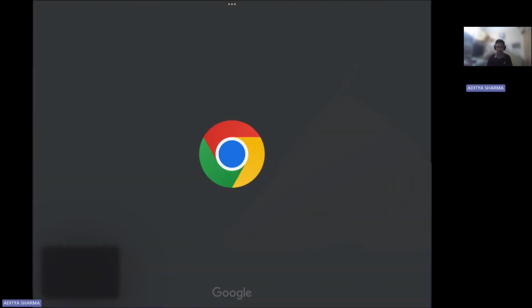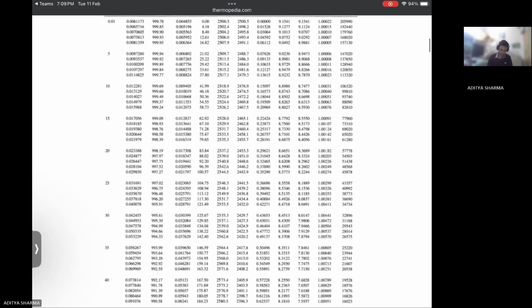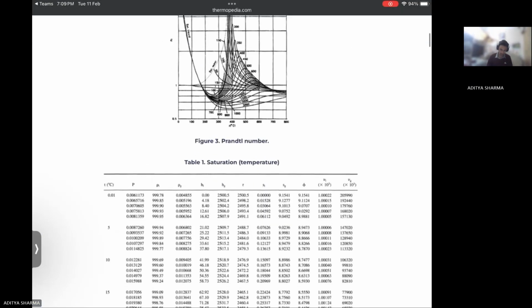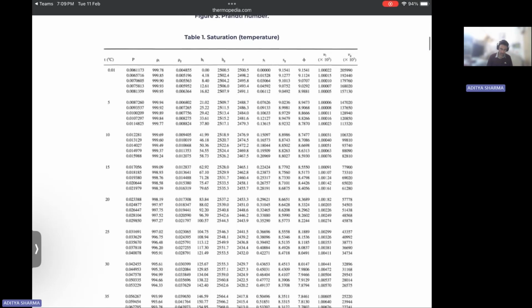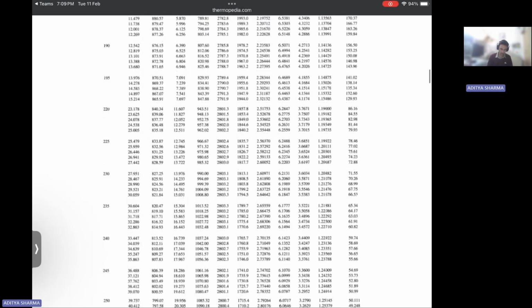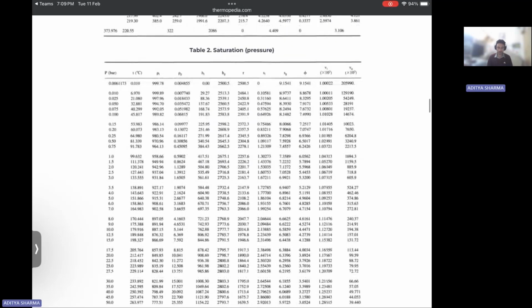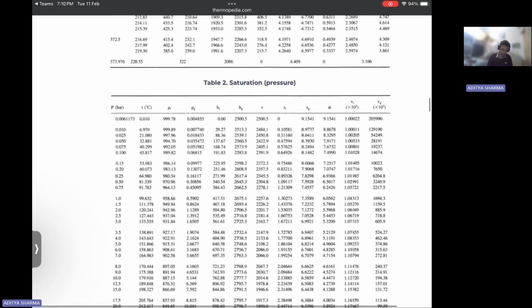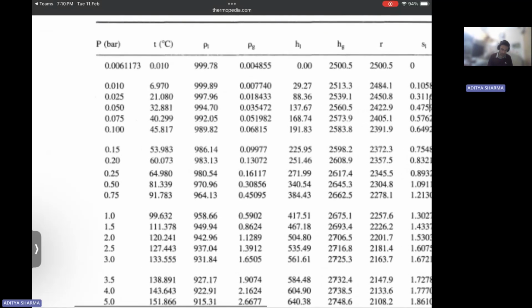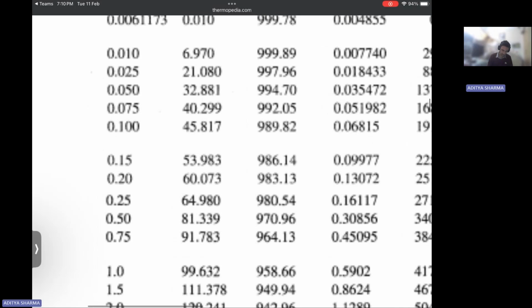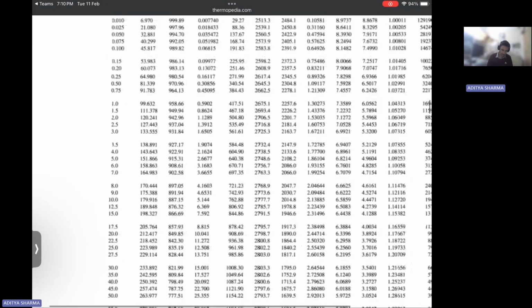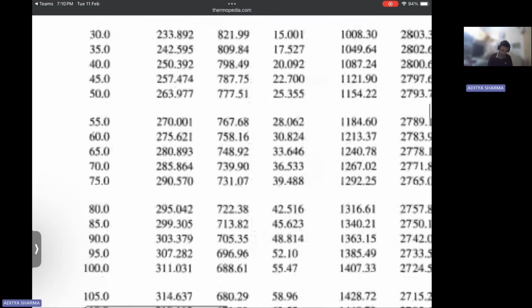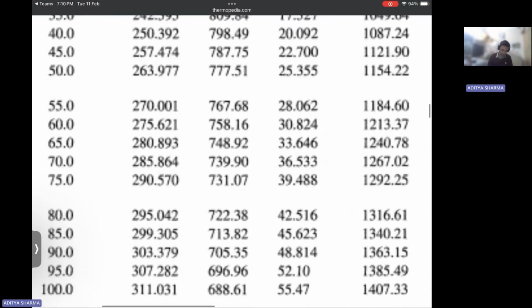So if you see here, this is the link. Now if I open this, so this is your table for saturation temperature. Now if you see your table number 2, this is related to saturation pressure. And here if you see the leftmost column, this is on pressure. So their pressures have been given. So 0.15 bar has been given, and then your 85 bars also has been given here. So this is your 85 bars pressure.